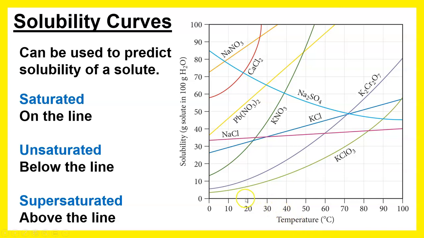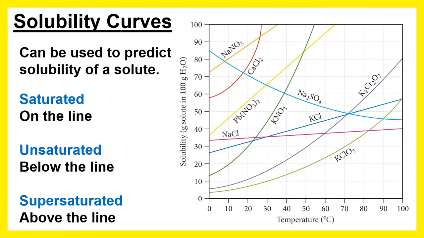Over here, let's see, like at 20 degrees, how much salt could you dissolve? Well, at 20 degrees, you could dissolve, what does that look like, about 35? Trying to eyeball it here, about 35 grams in 100 grams of water. So you can use these curves to figure out how much would dissolve. If you're below the line, it means you could keep adding more and more until you get to the line. So anywhere below a line would be considered unsaturated.